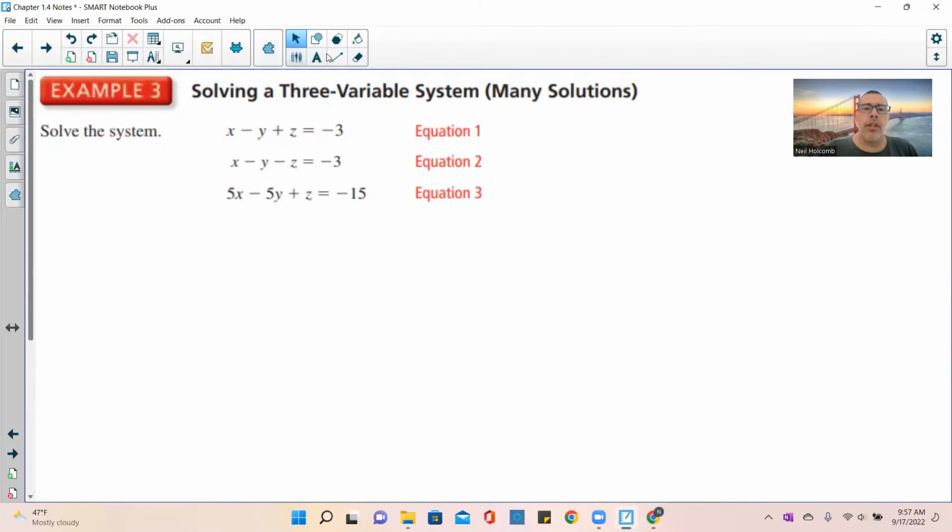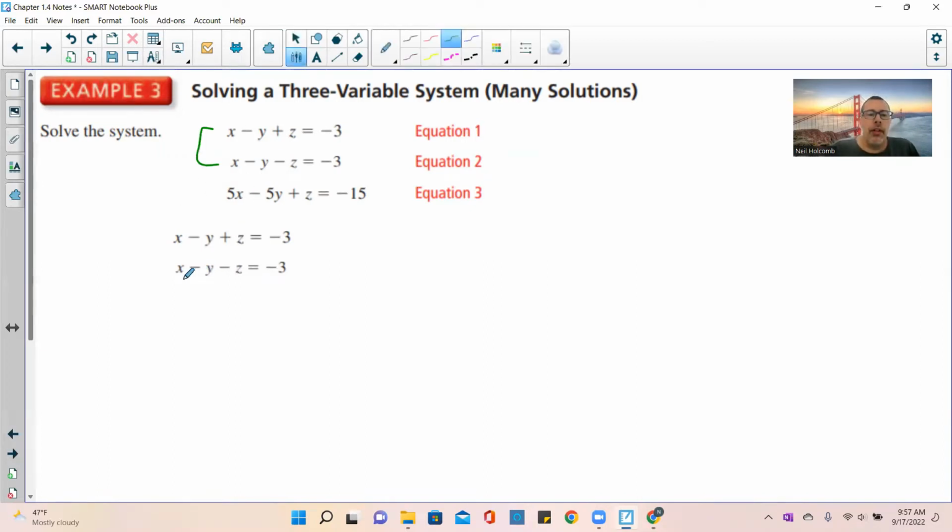Okay, example 3, solving a 3-variable system with many solutions. Okay, so again, we're going to take the first 2 equations and we're going to just bring them down and recopy. Whoops. Okay, there's the first 2 equations. And as I can see right now, if I just add them, the z's will cancel. Okay, so I'm going to add those.